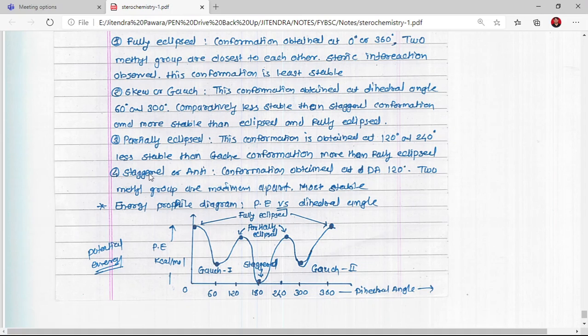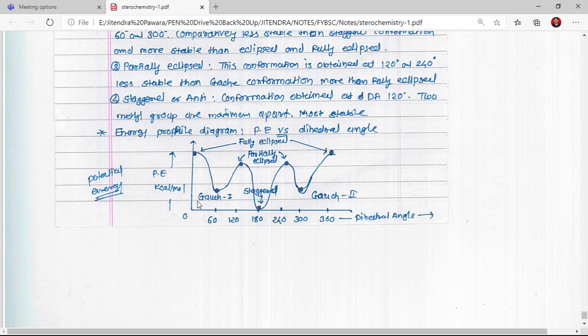And the last one is the staggered or anti-conformation. This staggered or anti-conformation is obtained at a dihedral angle of 180. Here the two methyl groups are maximum apart from each other, and it is the most stable conformation.